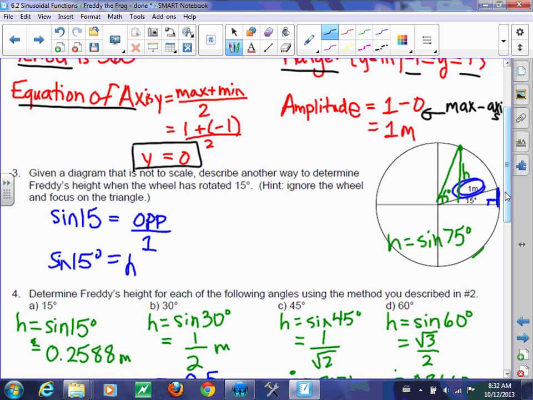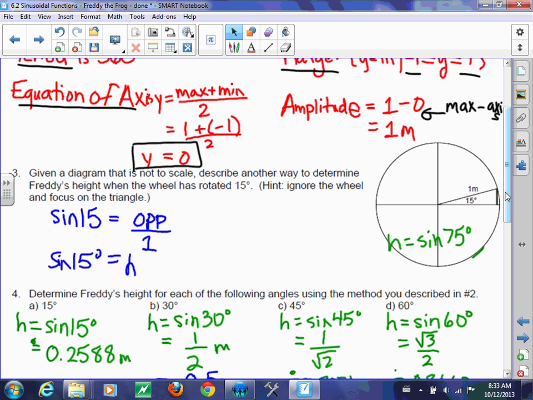All right, so given the diagram that is not to scale, describe another way to determine Freddy's height when the wheel is rotated 15 degrees. So if I quickly erase this, ladies and gentlemen, what do I know? I automatically know that the radius is 1 meter, which is, you could argue, the hypotenuse, and we know we've got 15 degrees.